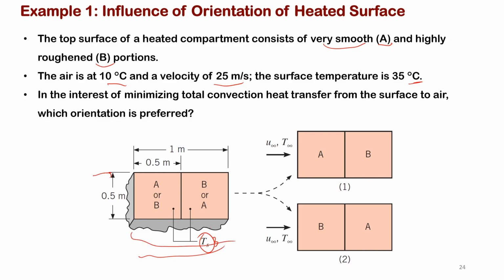So we have two possibilities. In case 1, A is coming first, B is later. In case 2, B is first, and then we have A second. So first I want you to pause here and think, do you think there should be a difference when we change the order? If so, why? Okay, I want you to think about this a little bit. All right.